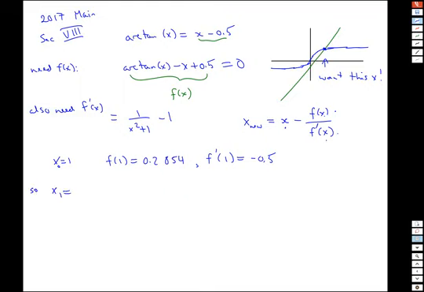The next x value we're going to get is going to be taking all three of these numbers, putting them in this formula. So we're going to get our original x, 1 minus 0.2854 over negative 0.5, and we get 1.5708, keeping our colors consistent here.